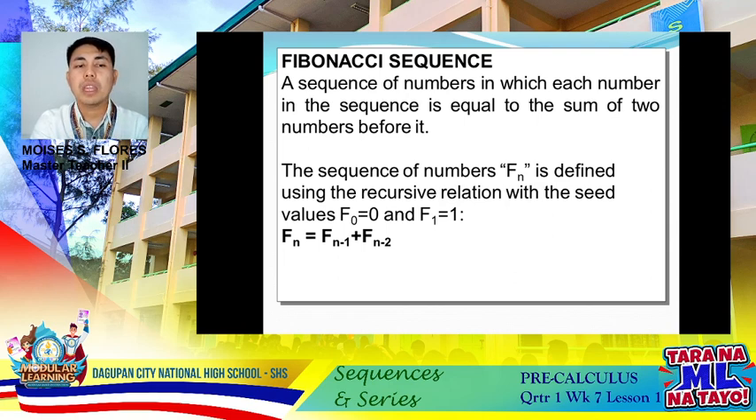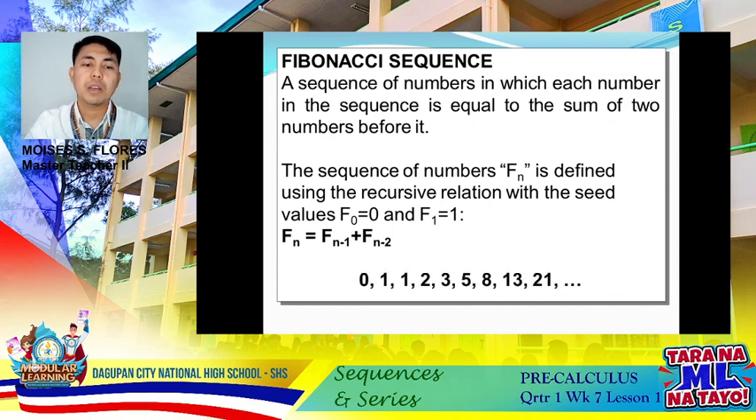From the definition, each number in the sequence is equal to the sum of the two numbers before it. So to come up with the third term, you simply add 0 and 1, and we have 1 for the third term. How did we arrive at the fourth term? We simply add 1 and 1, so we have 2. Then again, how did we arrive at 3 for the next term? 1 plus 2. Okay, and then again, we have 3.